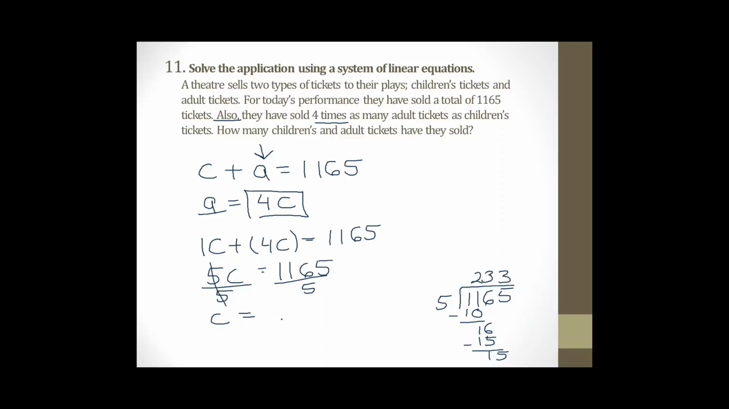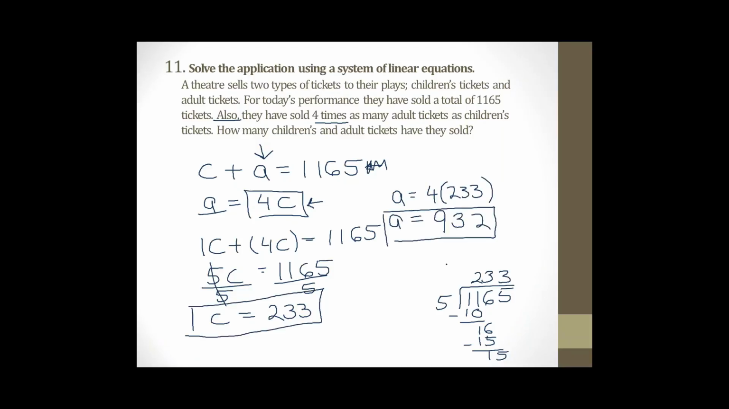So my children's tickets were 233. I found my C, now I should be able to find my A. I'm going to use the first equation, or I can even use the second equation because it's already solved for A. So my adult tickets is equal to 4 times my children's tickets, and A is equal to 932. Okay, so we have our A and we have our C. So children's tickets 233, adult tickets 932.